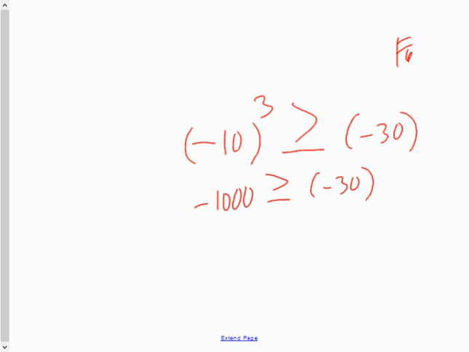So your answer for this one is false. It is not greater than. It is less than. Owing $1,000 versus owing $30, you're richer if you only owe 30.